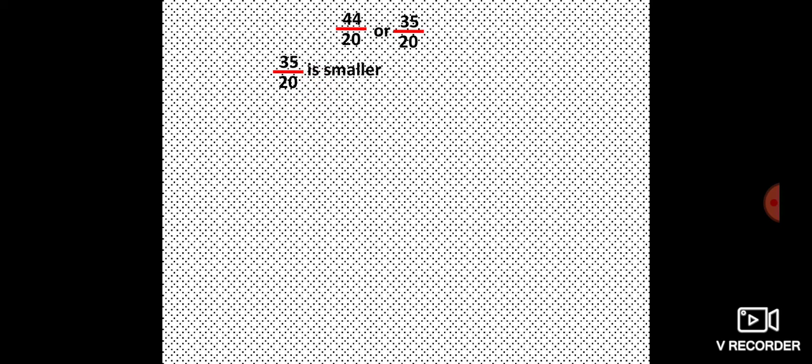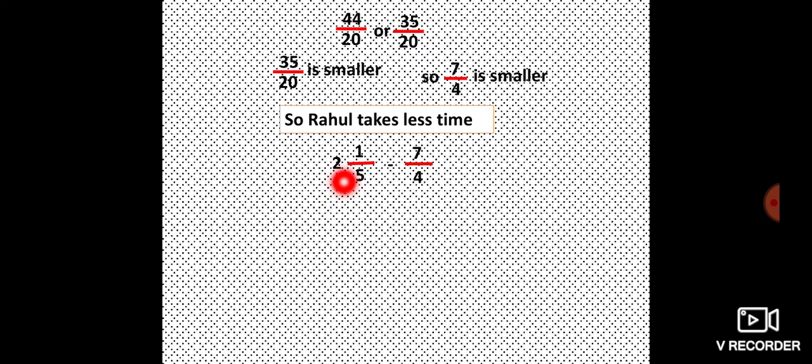35 by 20, whose number is 35 by 20? Rahul's. So Rahul takes less time. By what fraction means we have to subtract those fractions. That is 2 1 by 5 minus 7 by 4. This we convert into improper: 11 by 5 minus 7 by 4.